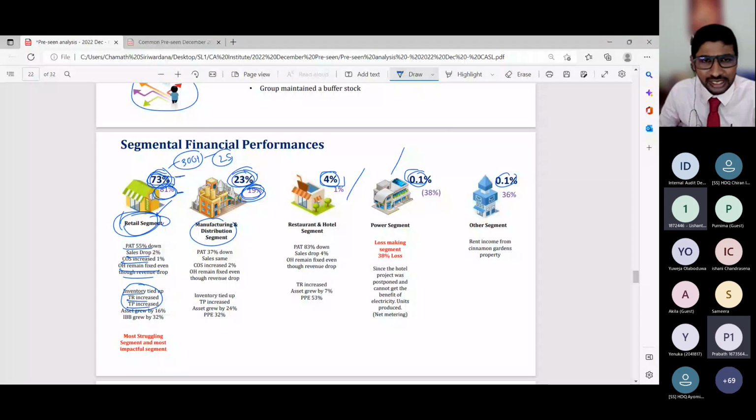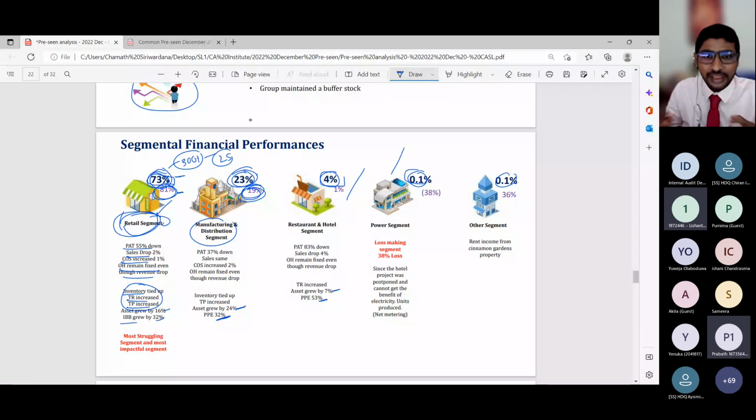Another thing: if you clearly look at the financial statements, even though profitability is down and revenue is down, they keep investing. If you think about this retail segment, assets grew by 16%, right? And interest-bearing borrowings grew by 32%. Here you can see assets grew by 24% and PPE 32%. Here, restaurant: assets 7%, PPE 53%.